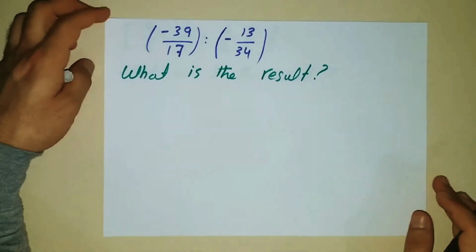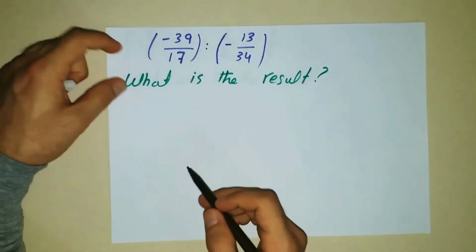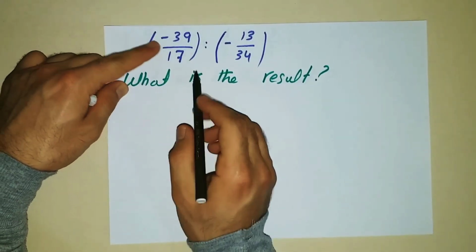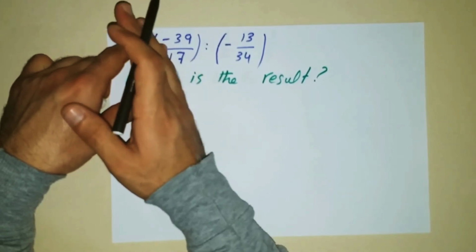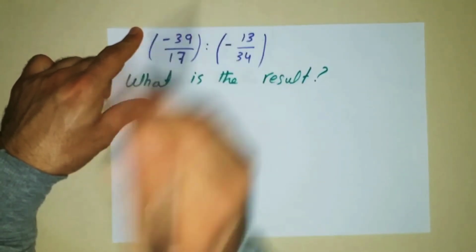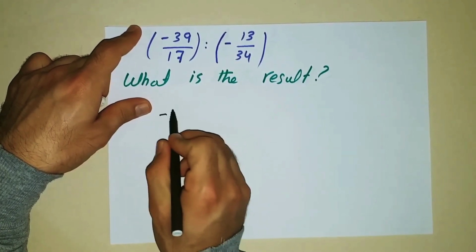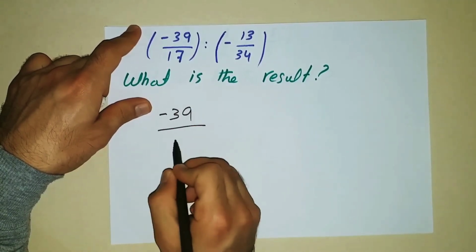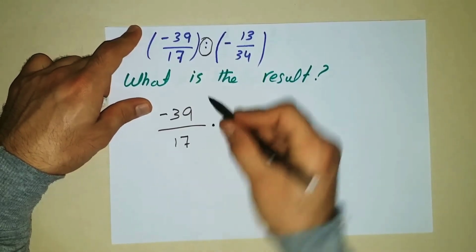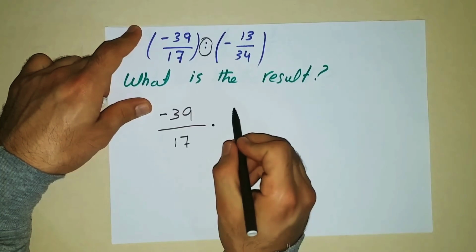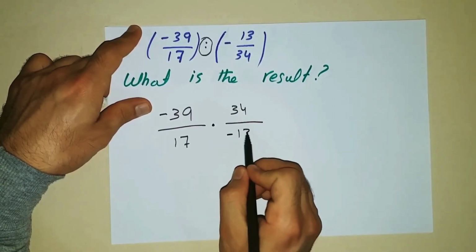What is the result of this question? These both are in brackets, so I will take them out of the brackets. In division, the first one will remain the same, and I will write the opposite of the second fraction. So the first one will be minus 39 by 17. This division sign will be changed into multiplication, and I will write the opposite of this one, 34 by minus 13.